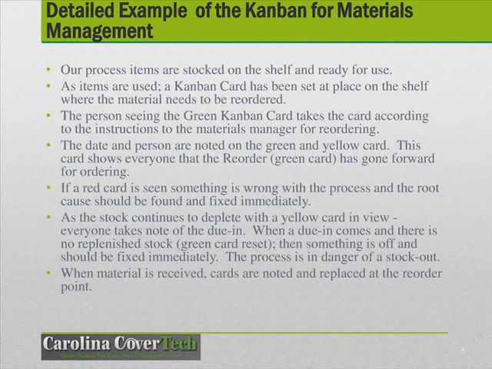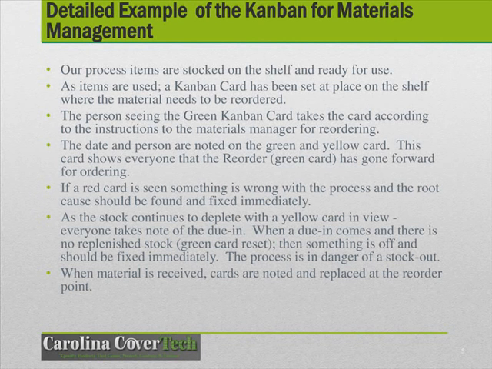In other words, when we come to that place on the shelf where the card is posted, it's been predetermined that this is the point that gives us a comfort on the reorder replenishment cycle. The date and the person are noted on the green card and the yellow card that stays in position at that mark point. This shows everyone that the reorder card has gone forward for ordering, and as a safety, if there's a red card being seen, which is the base card in that stack, then something's wrong. And we'll illustrate this in just a minute in a little more detail, but I want to cover the steps because this is rigorous. You have to do this with discipline.